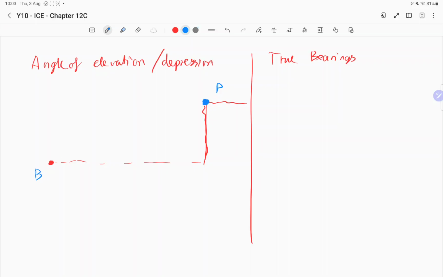So when you draw a line between these 2 points, the angle from the observer B here, the angle met with the horizontal, this is the angle of elevation. Because you have to look sideways and then look up. So that's the angle of elevation.